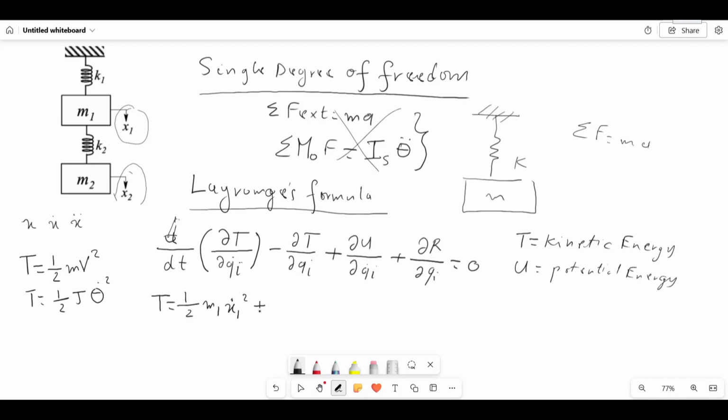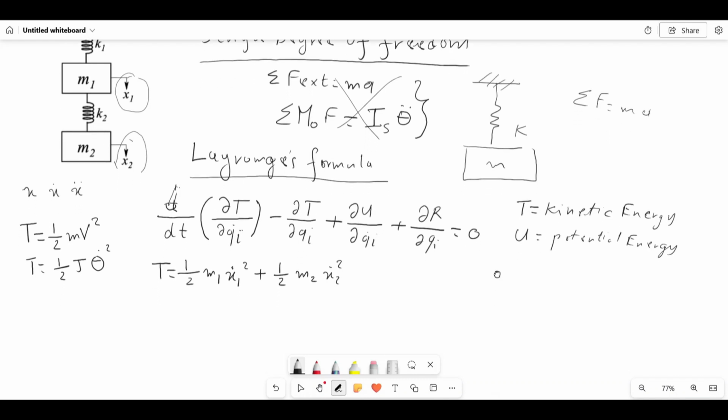Plus, what is the other kinetic energy? It is half mass 2 times x dot 2 square. Any question, my guys? All you have to do is identify your masses and write the kinetic energy, just as we did. Are there any challenges there, my friend, before we apply the Lagrange's formula? I guess we are good.